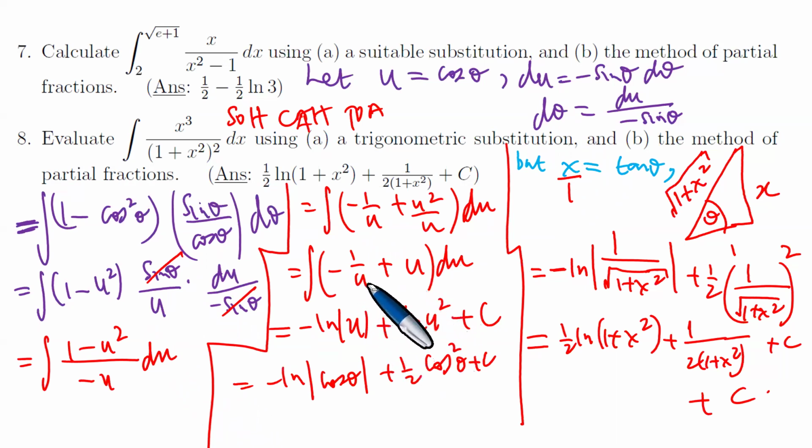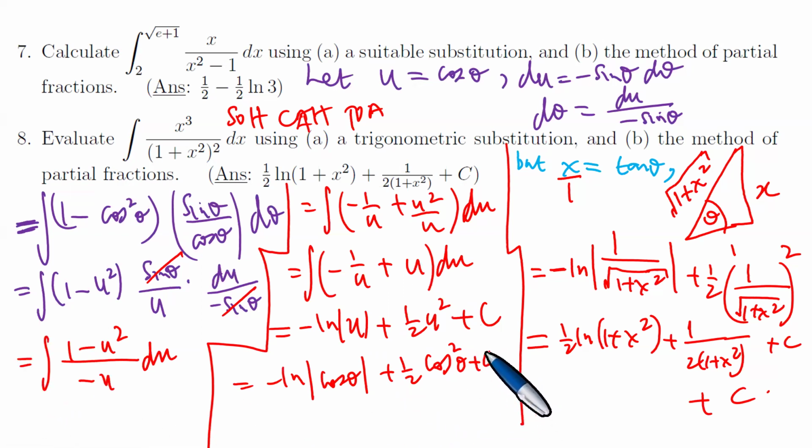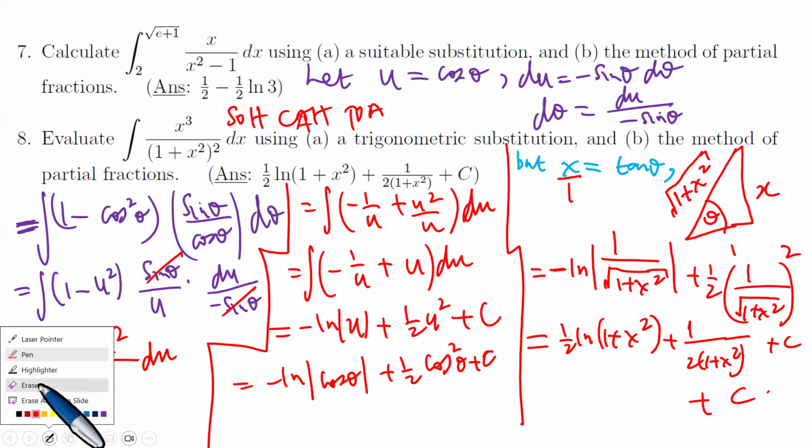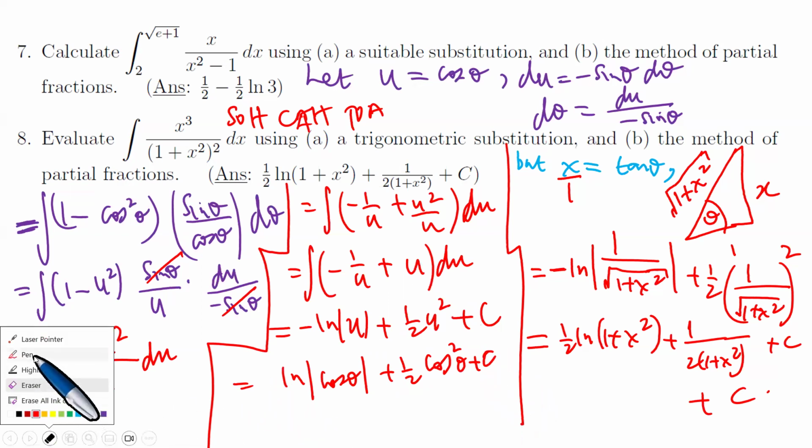So now the integral of the 1 over u is the ln of the modulus of u, and the integral of the u is half u squared plus c, which is half cosine squared theta plus c. So this is what you have.